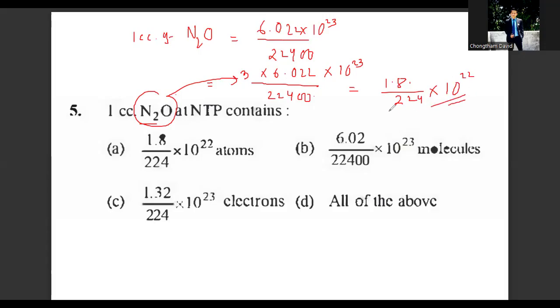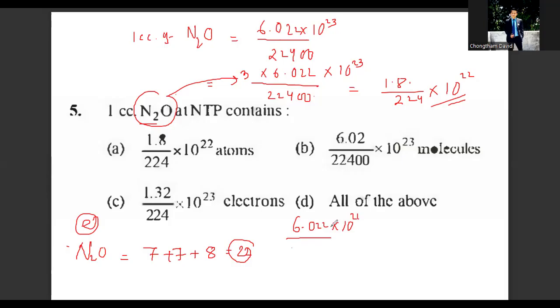Now the number of electrons the molecule will have, let me write it here. The electron number would be 7 plus 7 for 2 nitrogen and 8 for 1 oxygen, so it gives 22. Again, you multiply this number with Avogadro's number and divide by 22,400 into 22 electrons. So this would give you your answer, which will be approximately 1.32 into 10 to the power 23 by 2 to 4. So 5 would be option D. All of the above would be the correct answer.